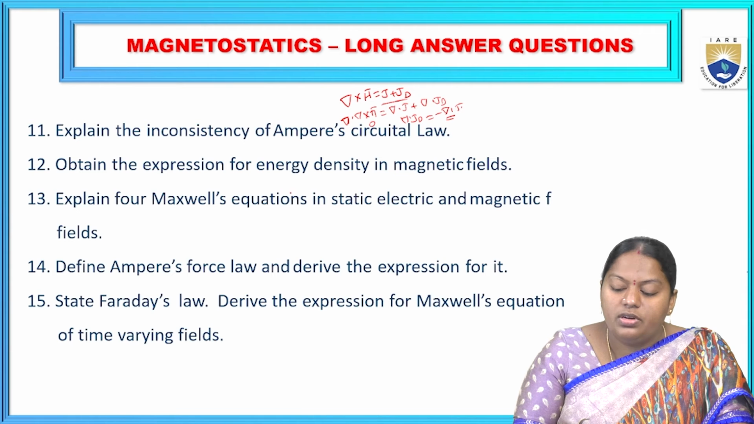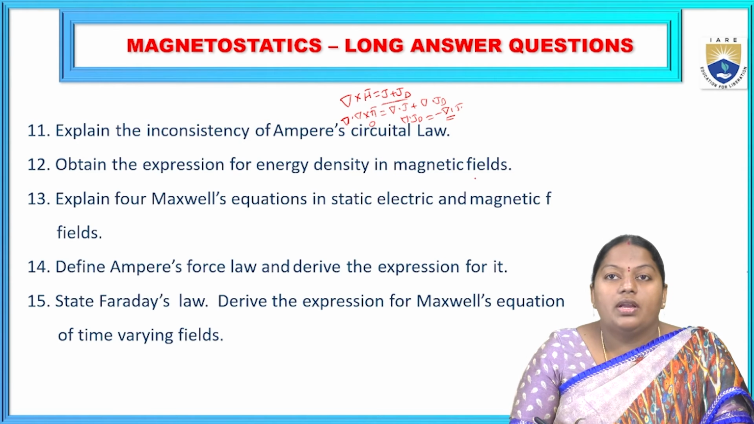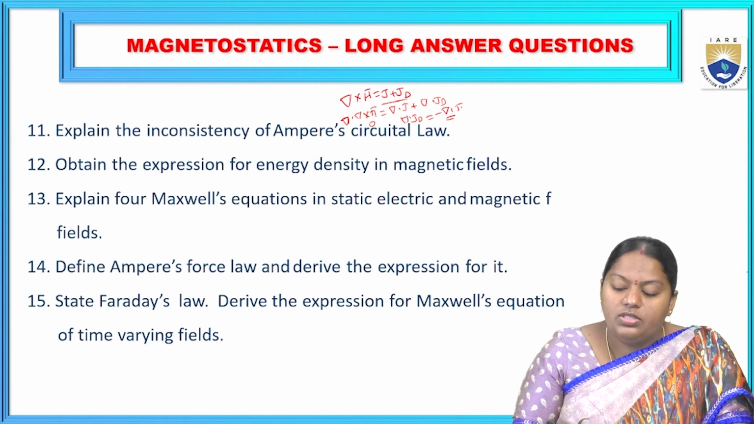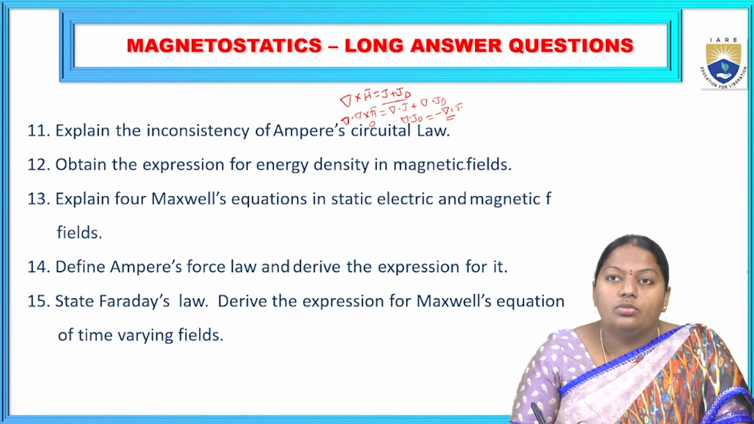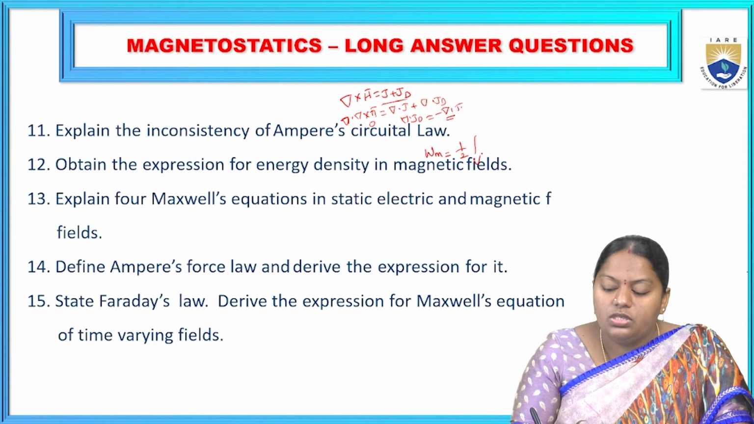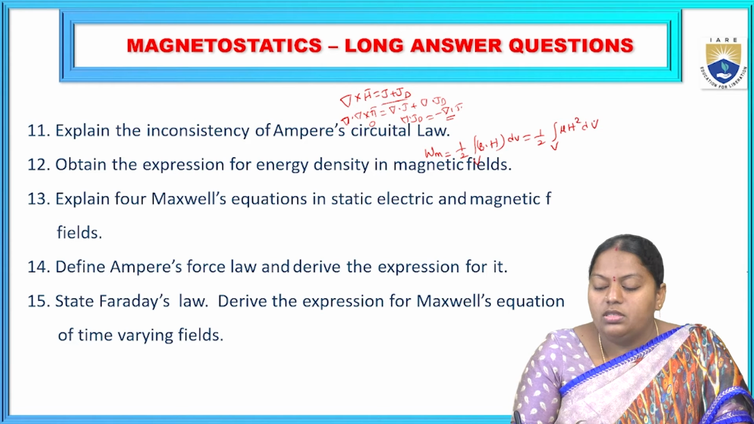Obtain the expression for energy density in magnetostatic fields. To derive the energy density in magnetostatic fields, we need to consider the energy concentrations in the magnetostatic fields. From that, we get Wm is equal to 1 by 2 integral over V of B dot H dV, or 1 by 2 integral over V of mu into H square dV.